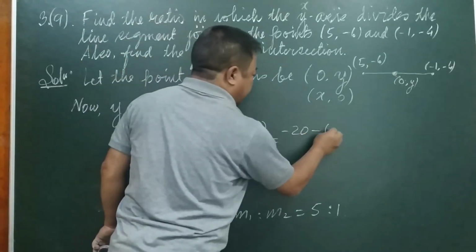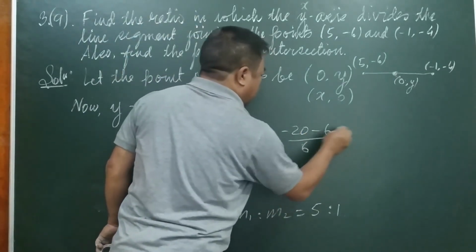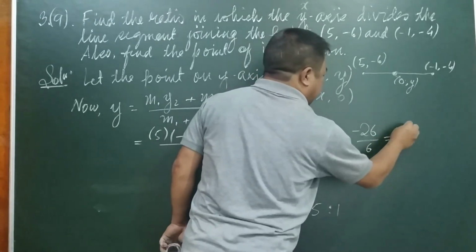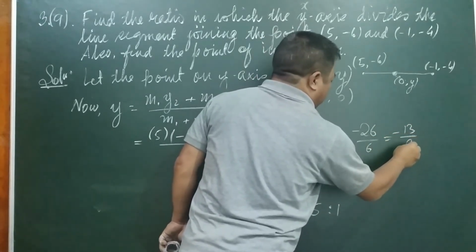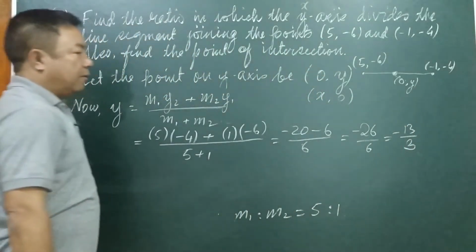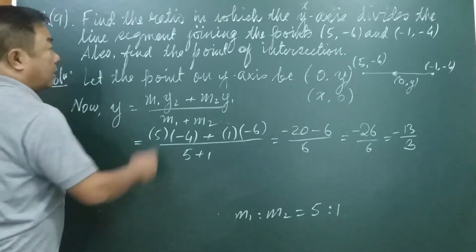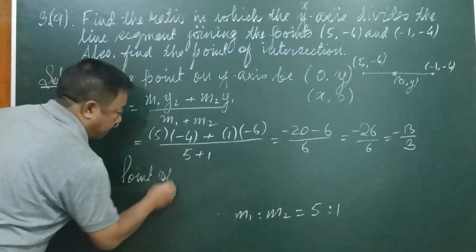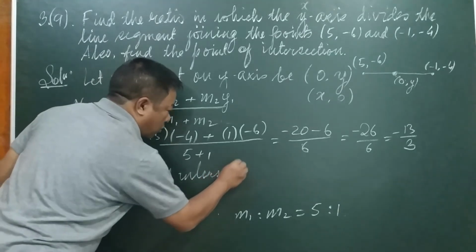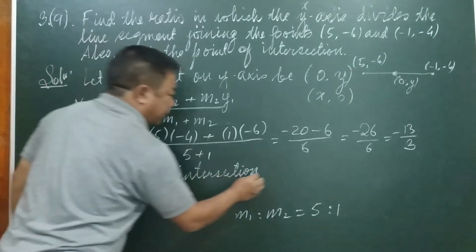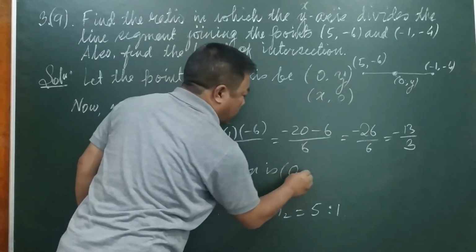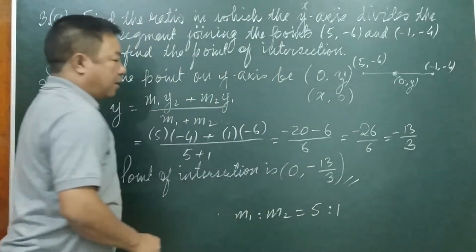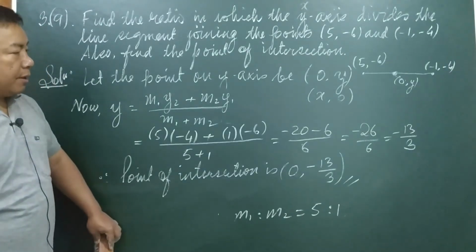Equal to minus 20 minus 6, to minus 26 by 6, to minus 13 by 3, because 2 can divide that. So therefore, find the point of intersection. The point of intersection is 0 comma y, which is 0 comma minus 13 by 3. This is another answer.